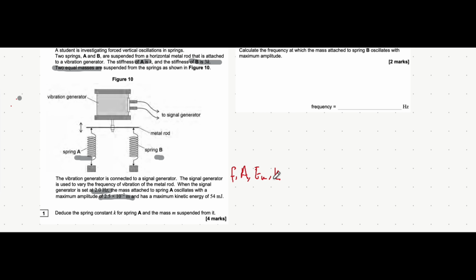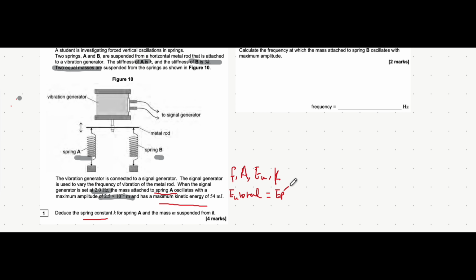What it looks like we're going to use here is actually the conservation of energy, and it's very hard to spot this. But to find the spring constant k, I'm going to use the fact that the total kinetic energy that's being supplied from the generator to the spring is being transferred into the elastic potential energy of spring A, because it gives you the maximum kinetic energy of spring A that it oscillates with.